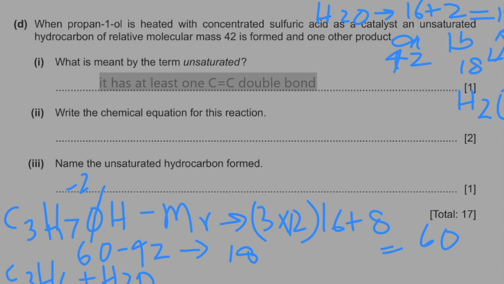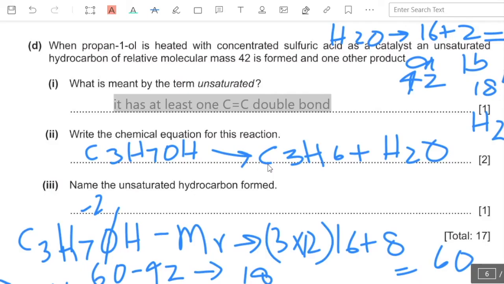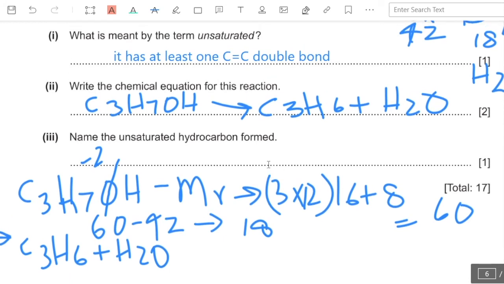So for writing the chemical equation, we start with writing the formula of propanol, which is C3H7OH. Then we have propene, which is C3H6 plus water. Name the unsaturated hydrocarbon formed. So you'll just write the name over here, which is propene.